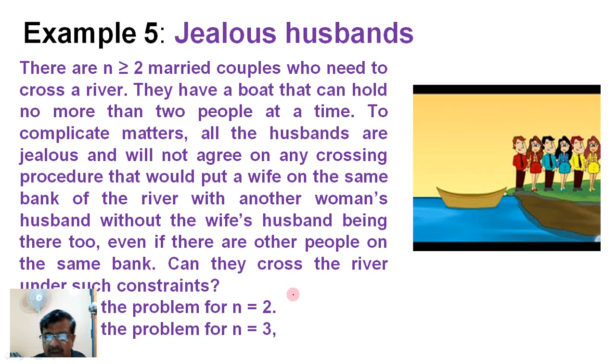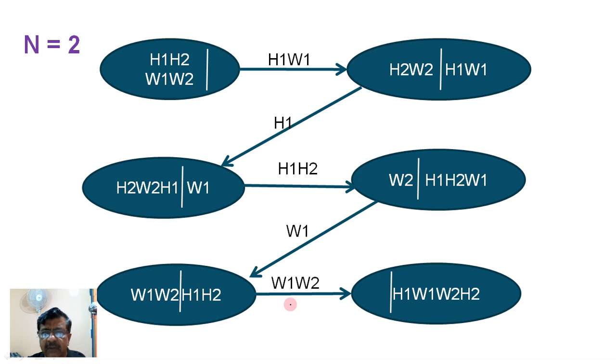We can solve the problem for n equal to 2, that is 2 pairs, and 3 pairs. We will attempt. There are many ways of solving this. Once again, we take recourse to a graph. Therefore it is a problem reduction: the puzzle is reduced to a graph. Therefore, this is a total problem reduction. When n equal to 2, there are 2 pairs.